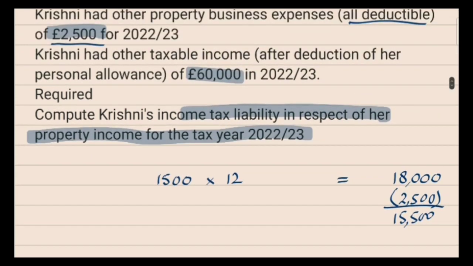Now the question is, they have given us a taxable income of 60,000 and this is after deduction of personal allowance. Should we calculate the income tax liability on this 60,000 income or not? Answer is no. Why so? Because income tax liability in respect of her property income is required. We only have to consider how much tax she had to pay on her property income, and from that tax that she had to pay on property income, you have to reduce the tax on finance costs as a reducer.